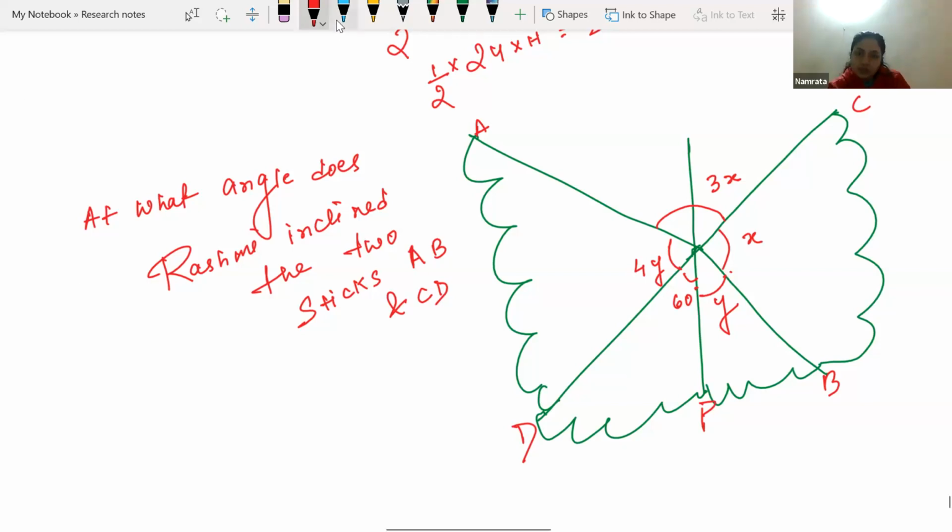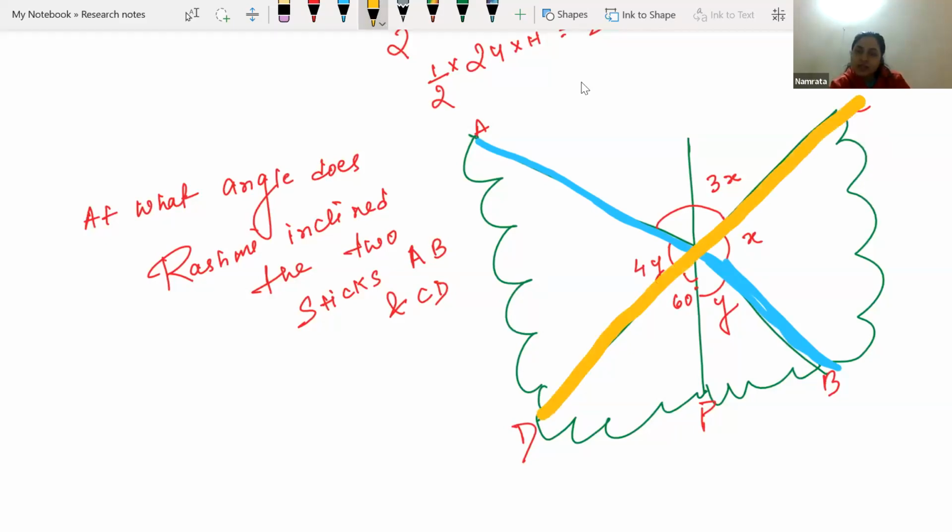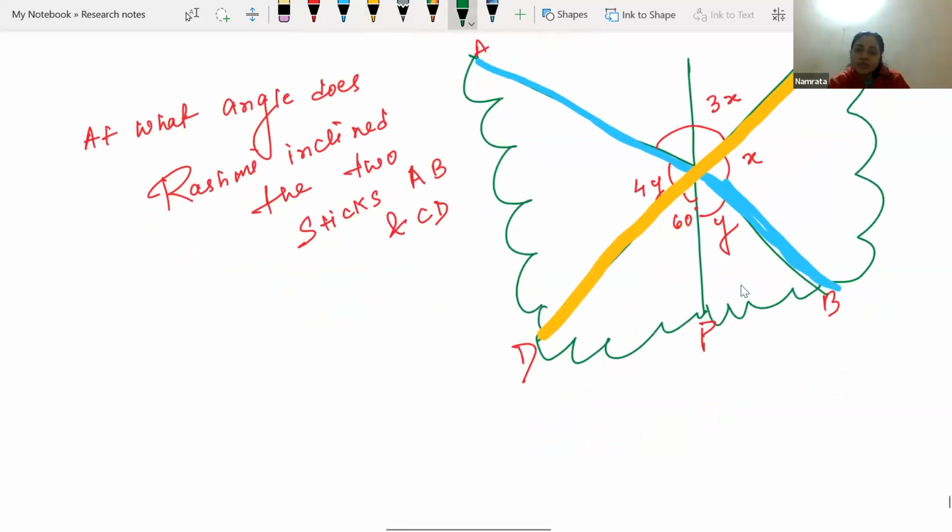Okay. This is a straight line. Even if it doesn't look like that in this figure, I have not drawn it properly, but this is a straight line. The sky one is a straight line, and this yellow one is also a straight line. If this is a straight line, can I say the vertically opposite angles will be equal? Can we? So 3x is equal to 60 plus y.